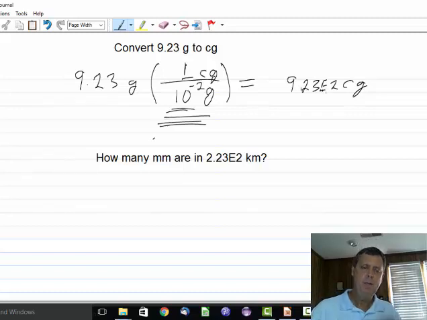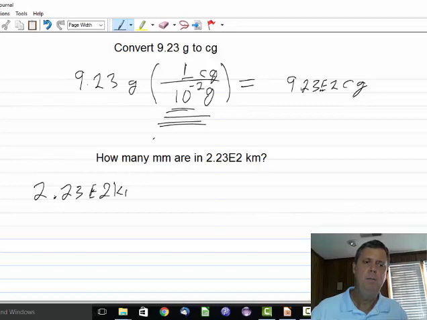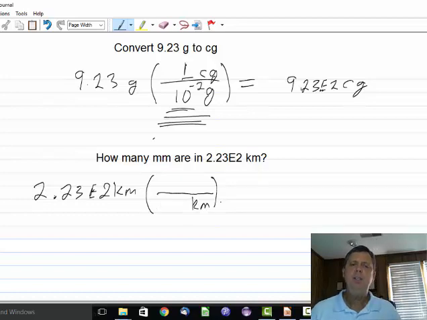And that's it. If we look at how many millimeters are in 2.23 times 10 squared kilometers, let's look at this. 2.23. Now here we come into a problem. We put kilometers on the bottom here, but unless you know the metric system really well, I recommend don't do that. You don't know how many kilometers are in a millimeter, or vice versa.